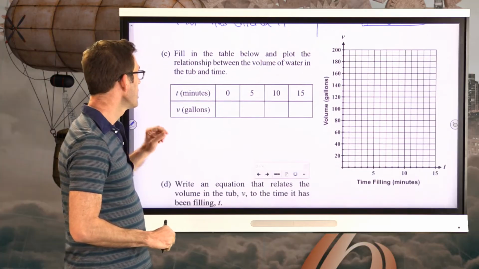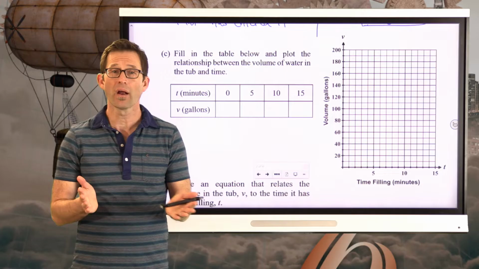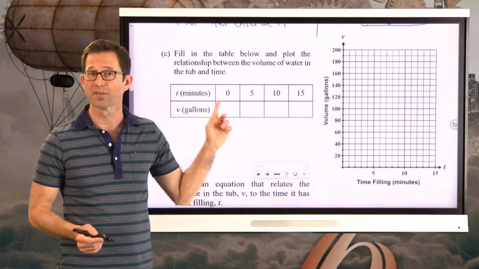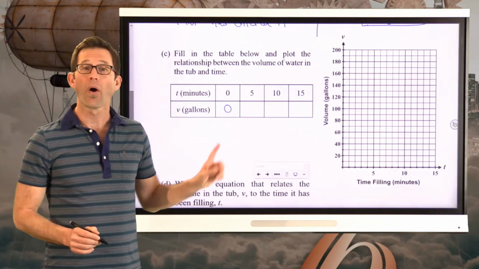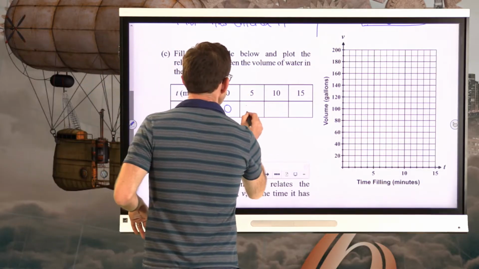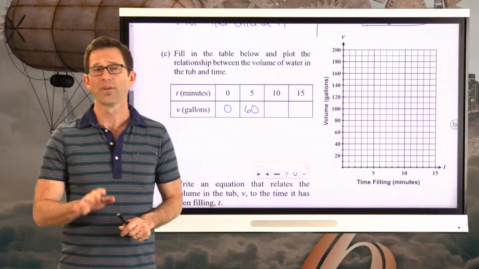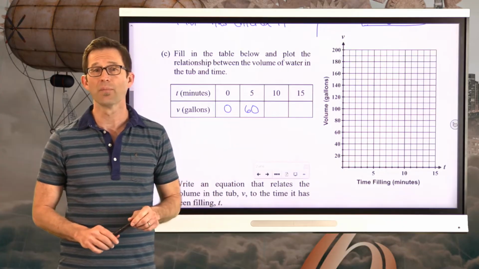Okay. Well, now let's take a look at letter C. Fill in the table below and plot the relationship between the volume of water in the tub and time. All right, this is pretty easy. I mean, obviously, if no water has flown into the tub because 0 minutes have passed, then the volume is 0. We've already done the second one, right? After 5 minutes, we found that 60 gallons of water have flown into the tub. What I'd like you to do, pause the video now and fill in the rest of this table. It should be pretty easy.